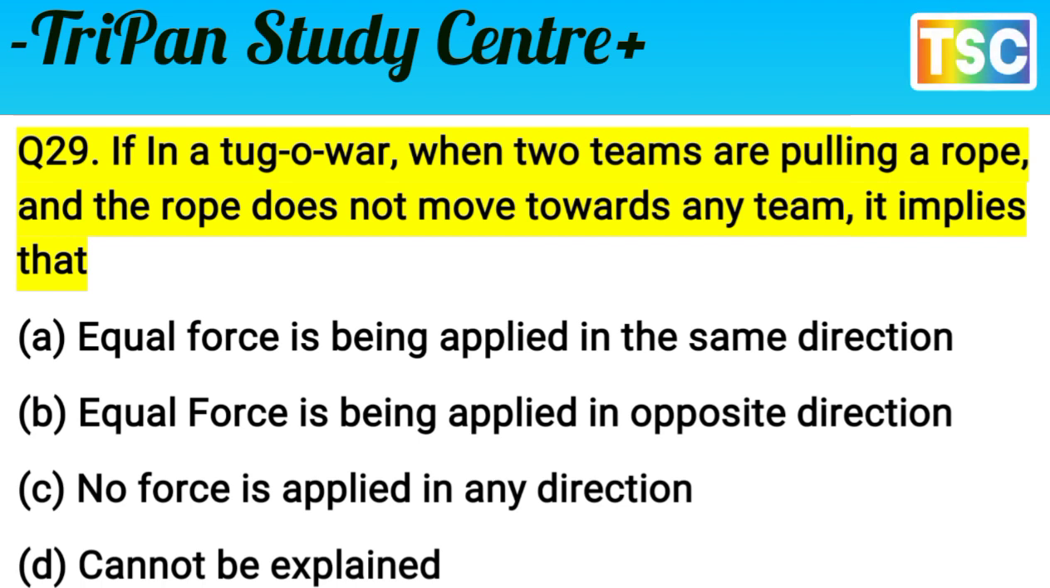Question understood, okay? If in a tug of war, when the two teams are pulling a rope and the rope does not move toward any team, it implies that equal force is applied in the same direction. No, same direction is wrong. But equal force being applied, that's right. But in the same direction, no. Same direction means the rope would move toward a team. But here it does not move toward any team.